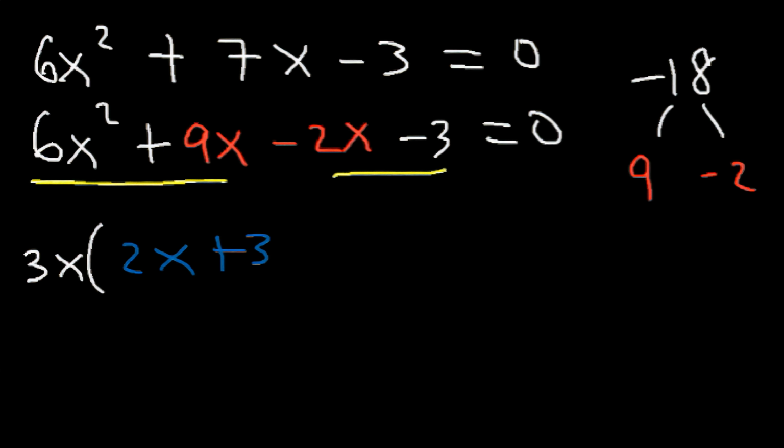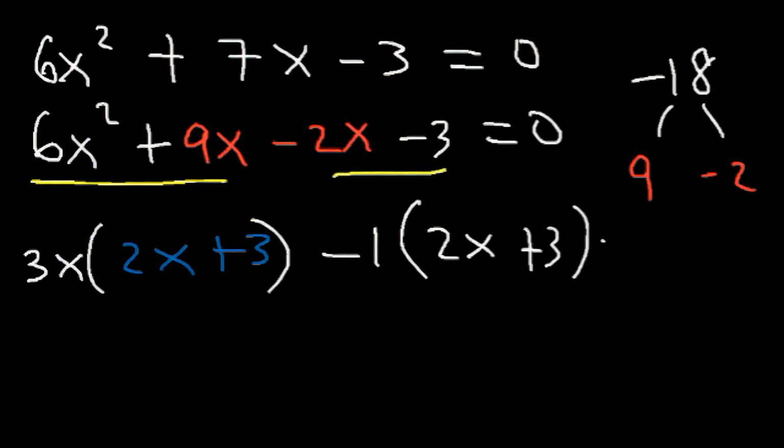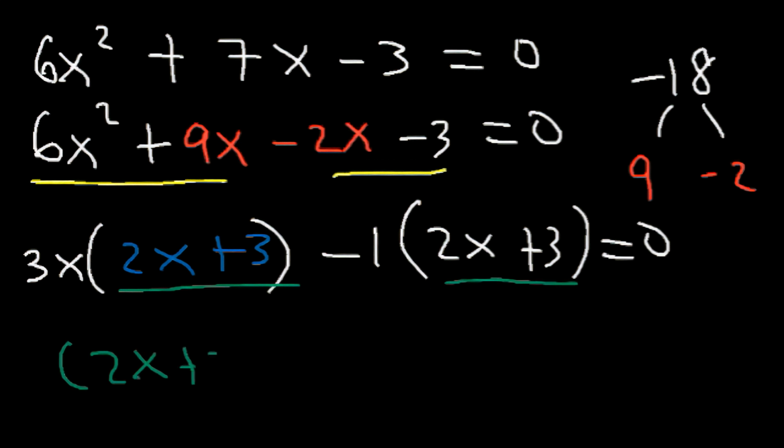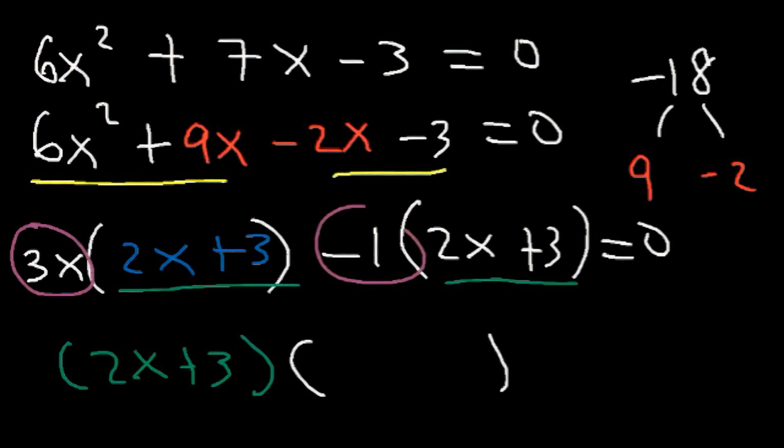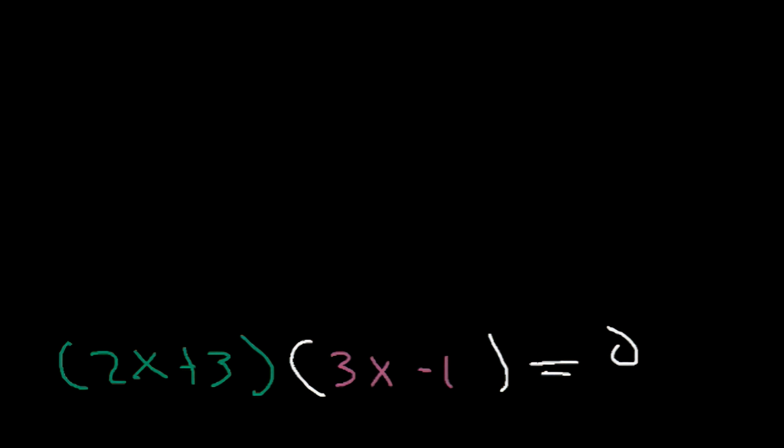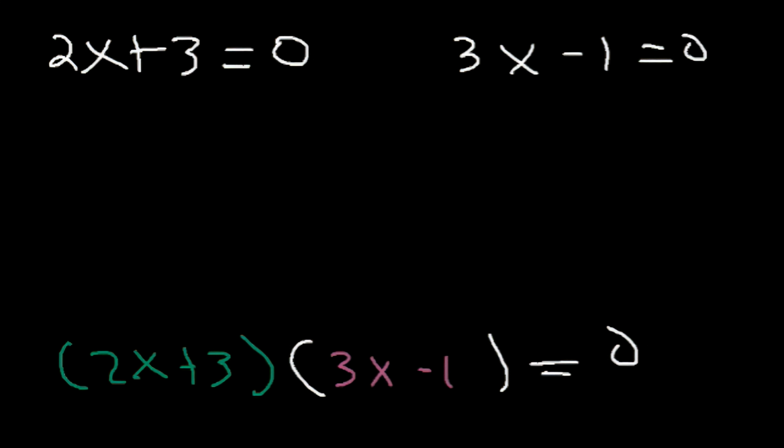In the last two terms, let's take out a negative 1. Negative 2x divided by negative 1 is 2x. Negative 3 divided by negative 1 is 3. So we have a common factor of 2x plus 3. So let's take that out. And within the other parentheses, it's going to be the 3x and the minus 1. So now let's set each factor equal to 0. So 2x plus 3 is equal to 0, and 3x minus 1 is equal to 0.